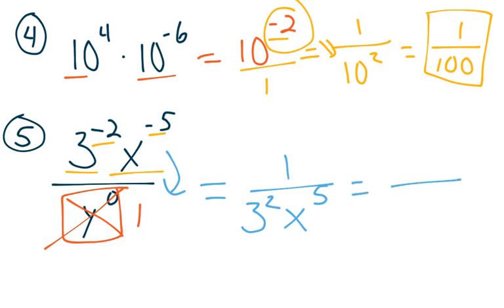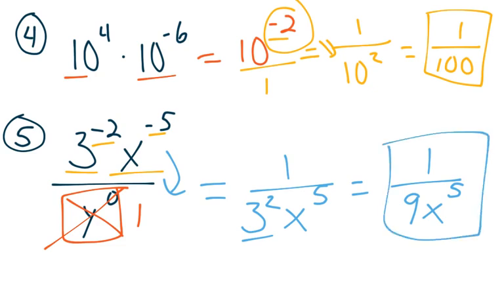We can go farther though. 3 to the 2nd power, 3 times 3 is 9. We don't know what x is, so we have to leave that as x to the 5th. 1 stays on top. So 1 over 9x to the 5th power is our answer.